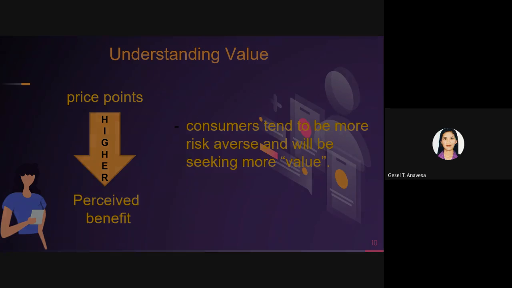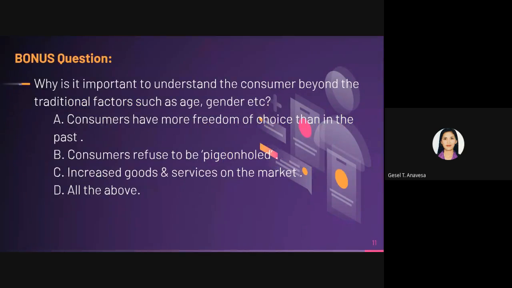Okay. So here, for the bonus question, for those people who are really watching the pre-recorded video, this would be your chance to know what the answer to this is, okay? So these bonus questions will be included in the module exam and in the final exam.